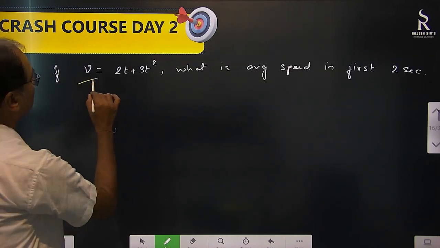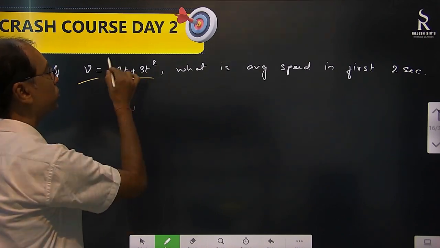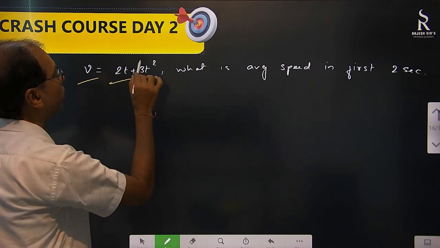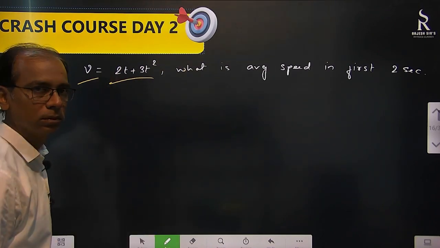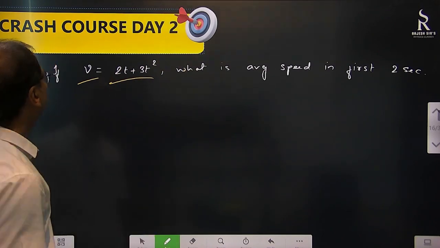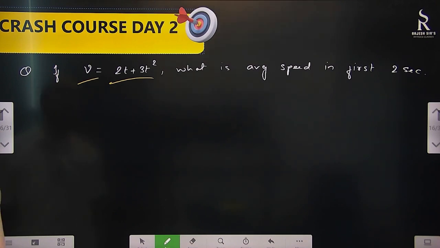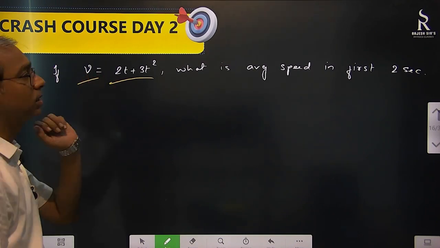Velocity is 2t plus 3t square. Again you see there is no negative anywhere over here. So velocity and speed will be same. What is the question? If v equal to 2t plus 3t square, what is average speed? Oh my god. How to find? This is instantaneous. How to find average speed?